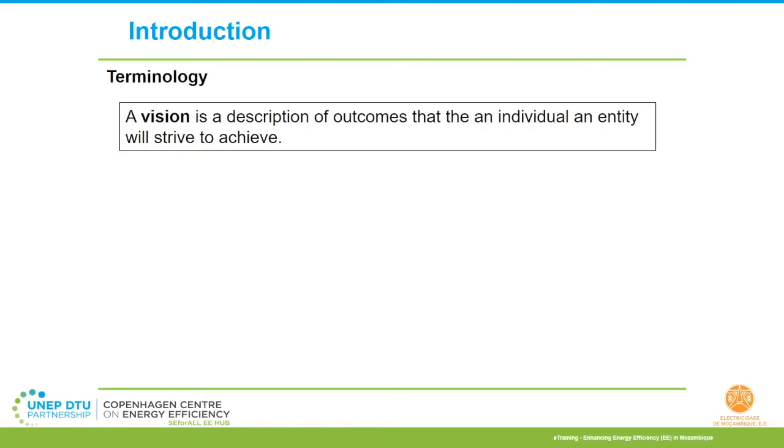So, a vision is a description of outcomes that an individual entity, the municipality, or the government will strive to achieve. In simpler terms, I'll give you an example. With respect to energy efficiency, this typically refers to the outlook on how much energy and carbon emissions they aim to reduce. So this is a vision.